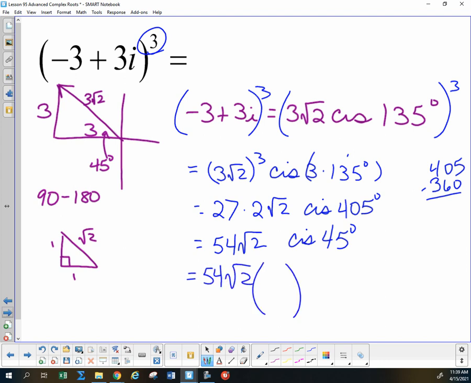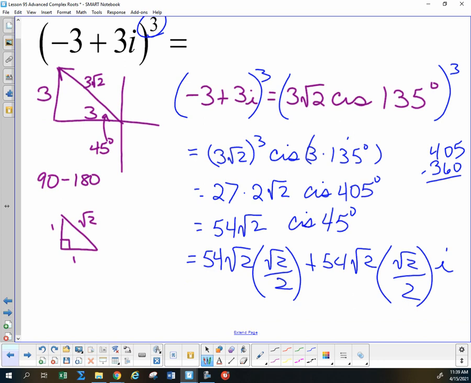What is the cosine of 45 degrees going to be? Erica, what's cosine 45 degrees? Root 2 over 2. And then I need plus 54 root 2 times the sine of 45 degrees times i. And Sophia L., what is the sine of 45 degrees? It is also root 2 over 2.